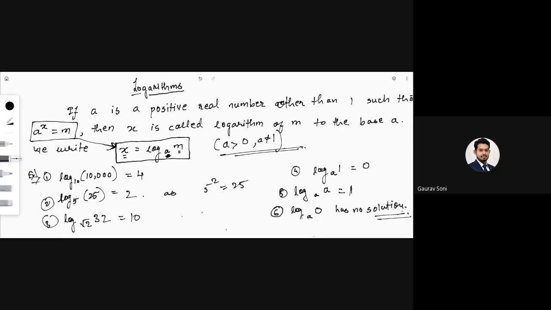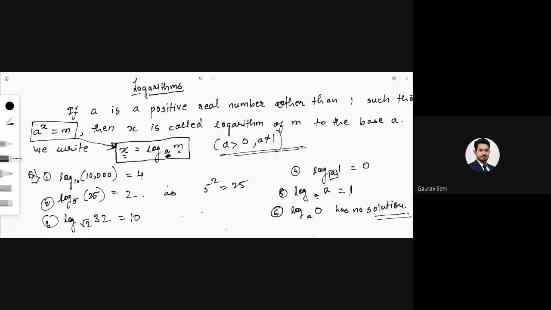Okay. So always remember these three properties. These are the basic properties of logarithm. Log of 1, whatever the base, is always 0. Log to the base a of a is always 1. And log to the base a of 0 is not defined. I mean, you won't get a solution for it.